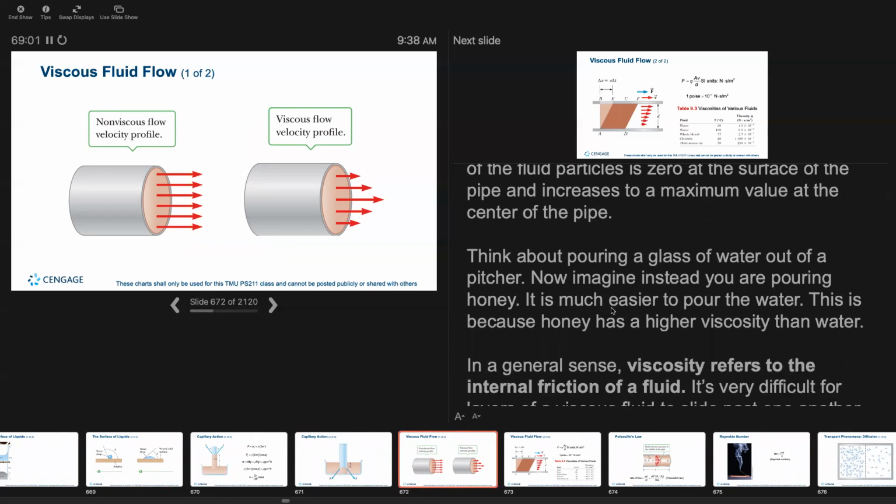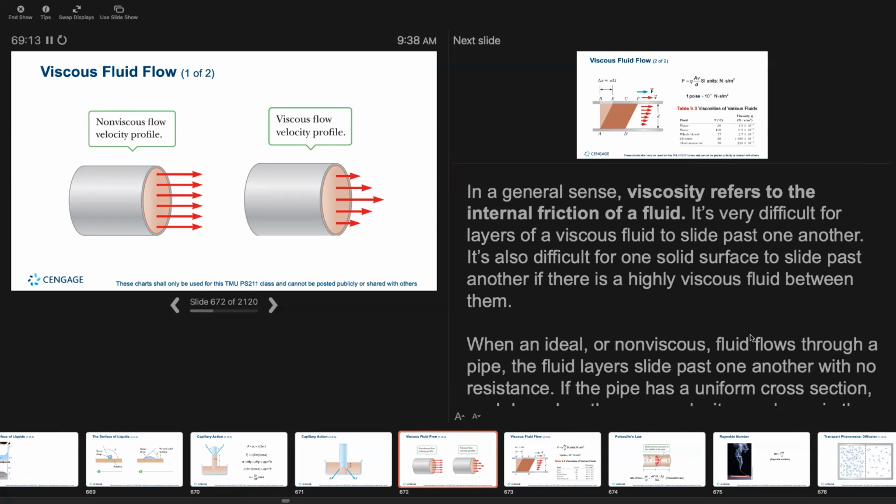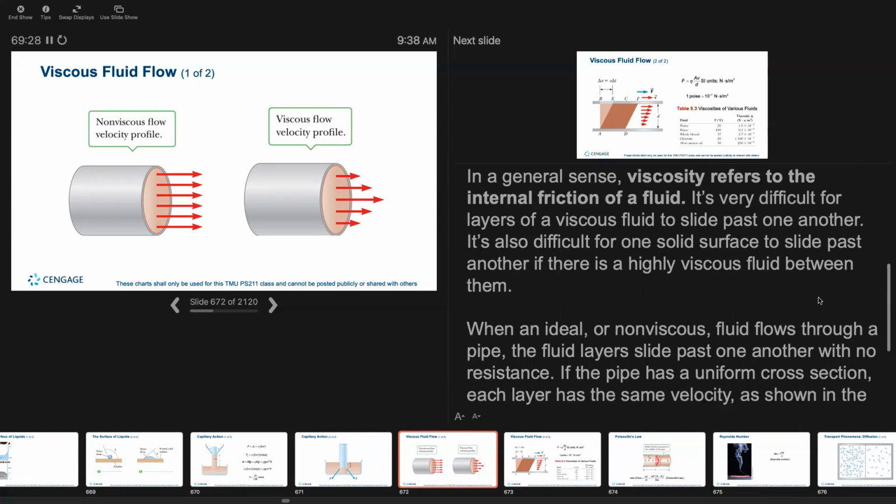Think about pouring a glass of water out of a pitcher. Now imagine instead you're pouring honey. It's much easier to pour the water. This is because honey has a higher viscosity than water. In a general sense, viscosity refers to the internal friction of a fluid. It's very difficult for layers of a viscous fluid to slide past one another. It's also difficult for one solid surface to slide past another if there is a highly viscous fluid between them.